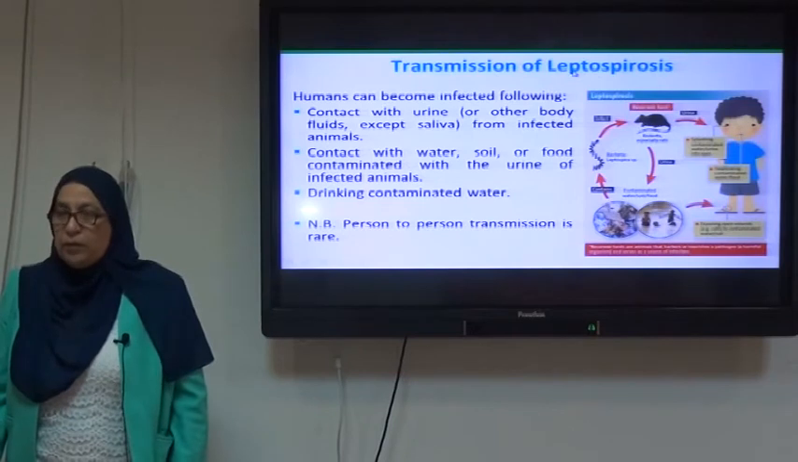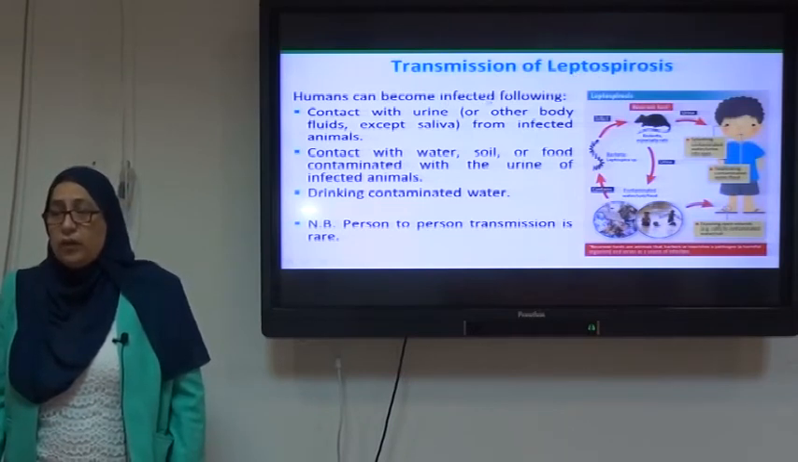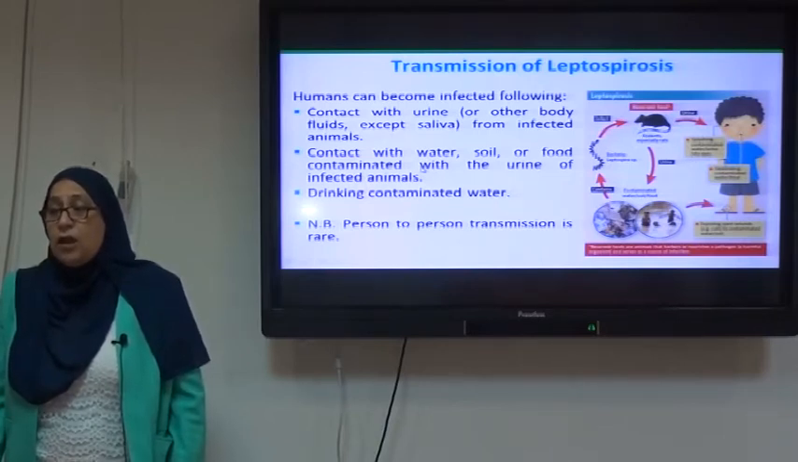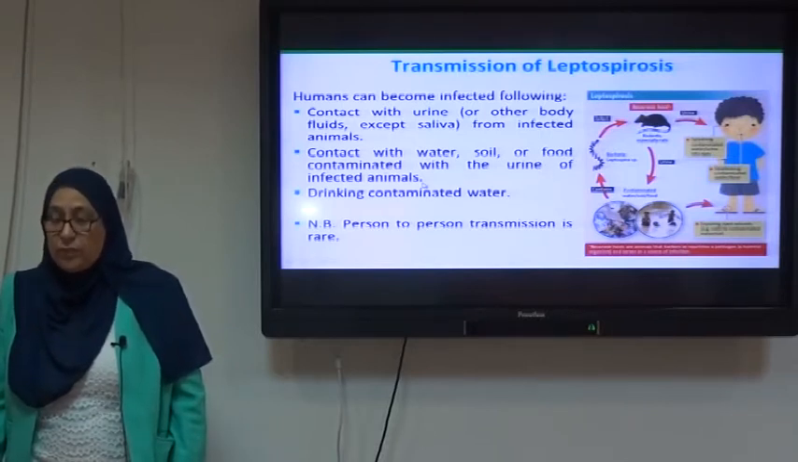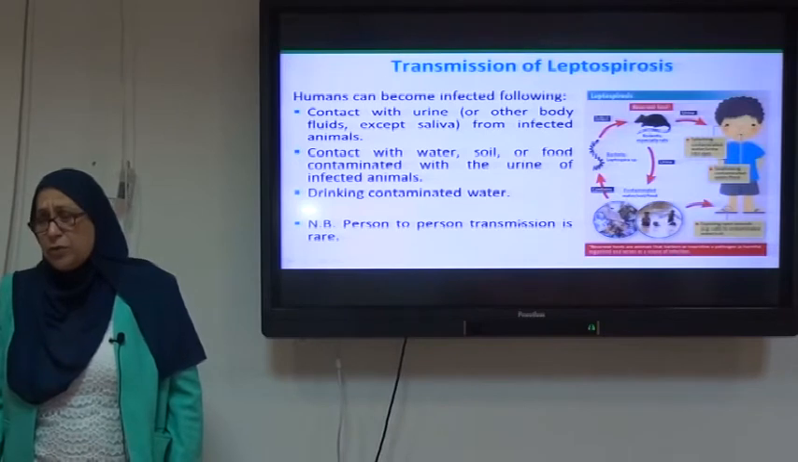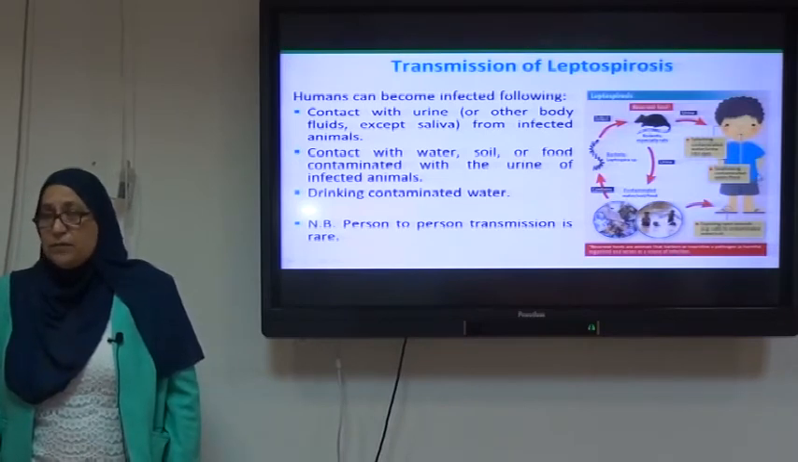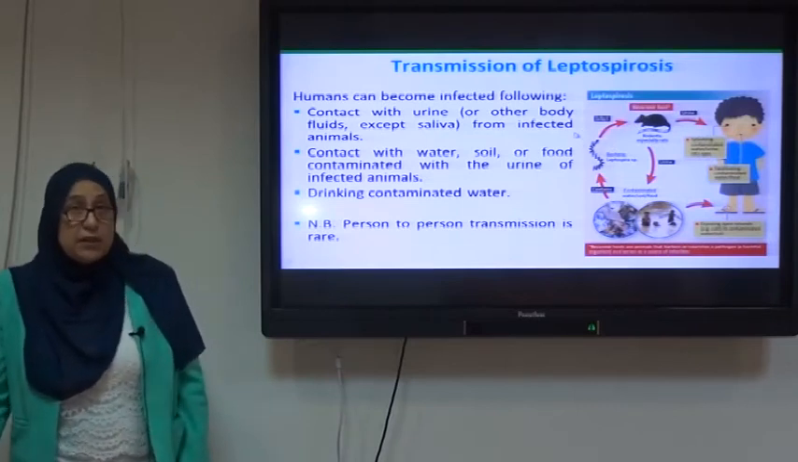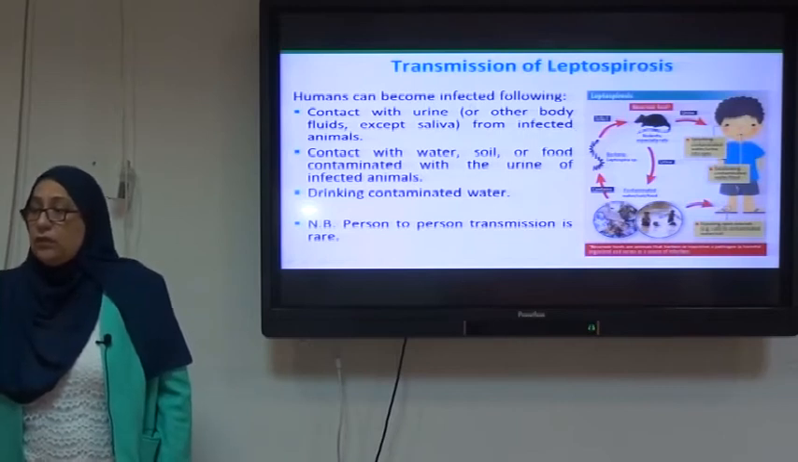Transmission of Leptospira. Humans can become infected following contact with urine or other body fluids, except saliva, from infected animals. Either direct contact with the urine or excreta of these animals, or contact with water or soil or food contaminated with the urine of infected animals, or maybe by drinking contaminated water. Person-to-person transmission is very rare in this case. This organism is excreted in urine, and so these are the different modes of infection by this organism.